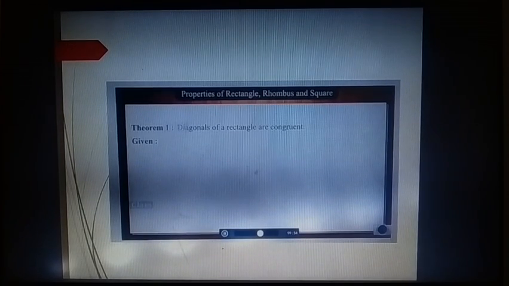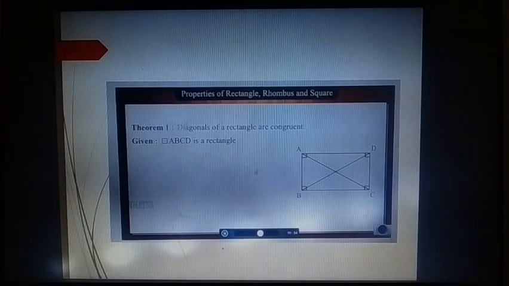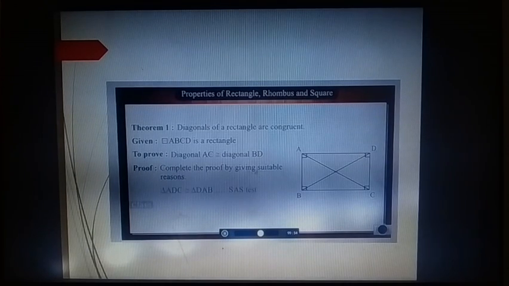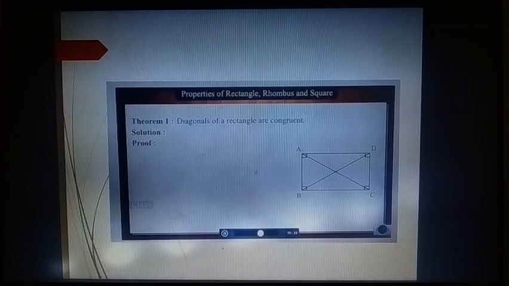Let us come to the theorem. Theorem number 1: diagonals of a rectangle are congruent. Given: quadrilateral ABCD is a rectangle. To prove: diagonal AC congruent to diagonal BD. We can prove this by giving suitable reasons. Solution. We are starting with the proof part.